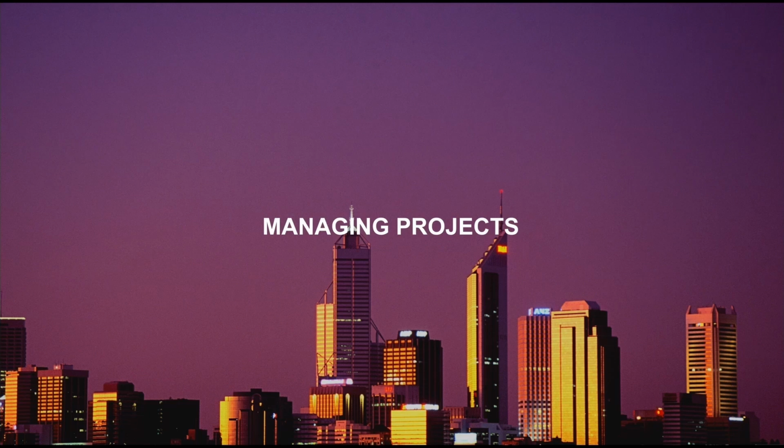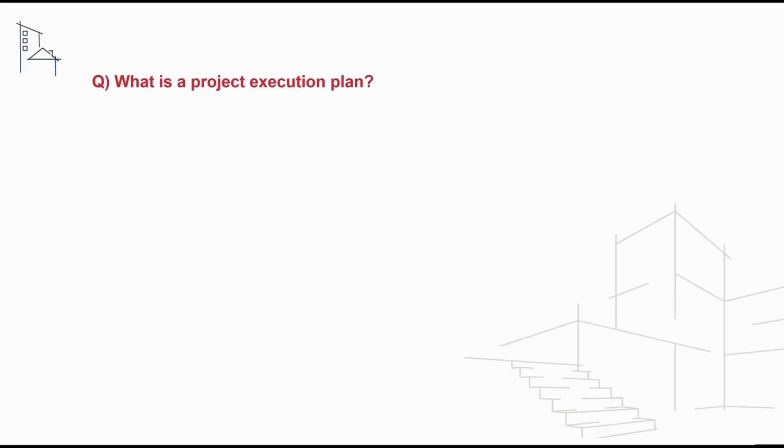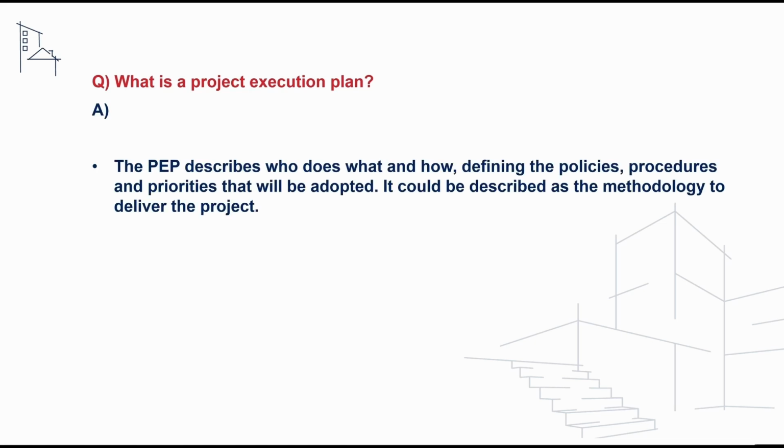We'll now take a look at some questions focused on the managing projects competency. Under this competency, we may be asked a question on our understanding of a project execution plan. To address this, we can say that the project execution plan describes who does what and how, defining the policies, procedures and priorities that will be adopted. It could be described as a methodology to deliver the project.